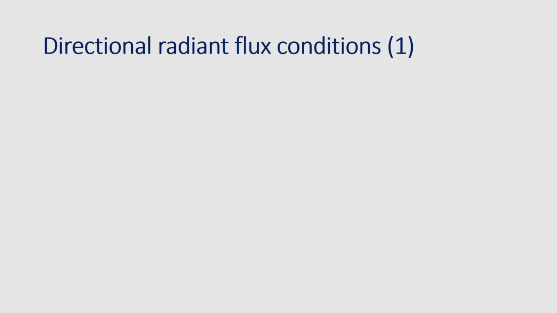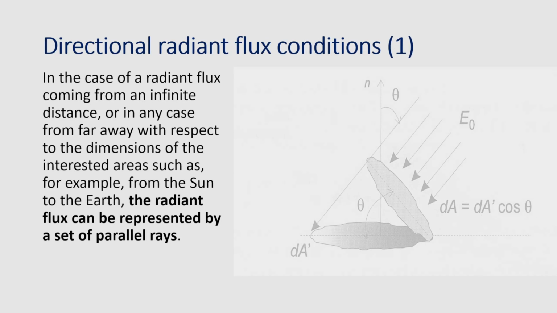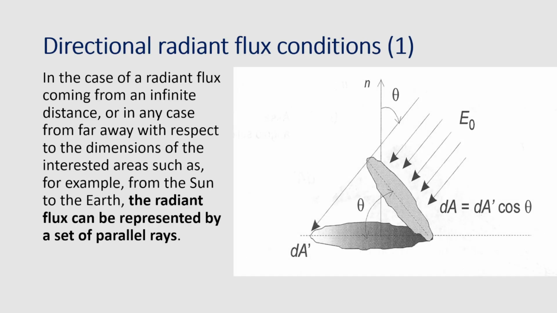Directional radiant flux conditions, 1. In the case of a radiant flux coming from an infinite distance, or in any case from far away with respect to the dimensions of the interested areas such as, for example, from the Sun to the Earth, the radiant flux can be represented by a set of parallel rays.